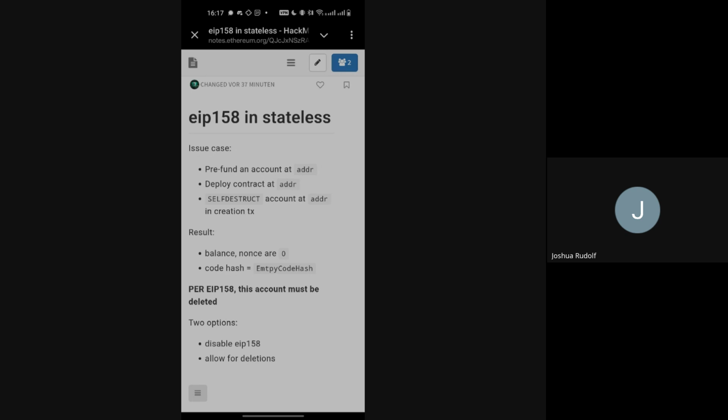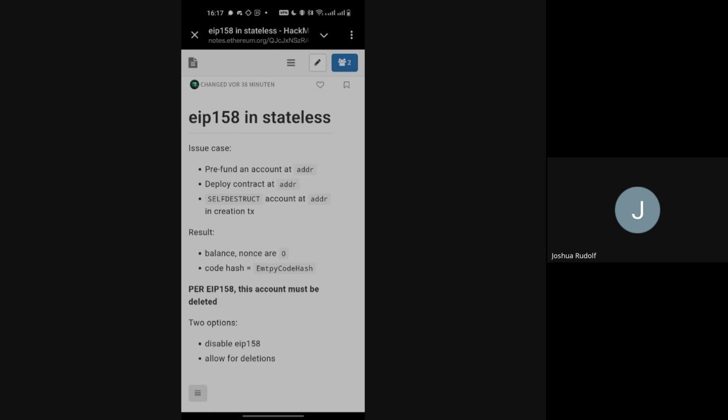You find yourself having to drain the contract's funds. The nonce will be 0, presumably. Oh wait, no. Because when you deploy a contract, no, because it's during the same transaction, of course. So exactly, the nonce will be 0. The balance will be 0 because the self-destruct drains it. So this account, as per EIP 158, must be deleted.